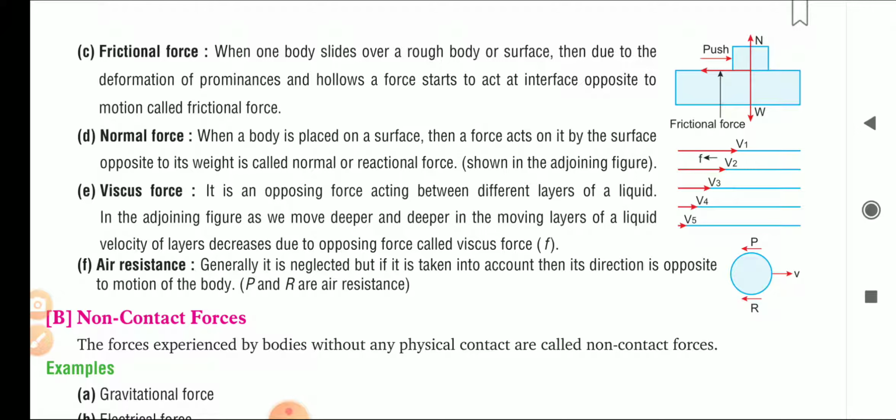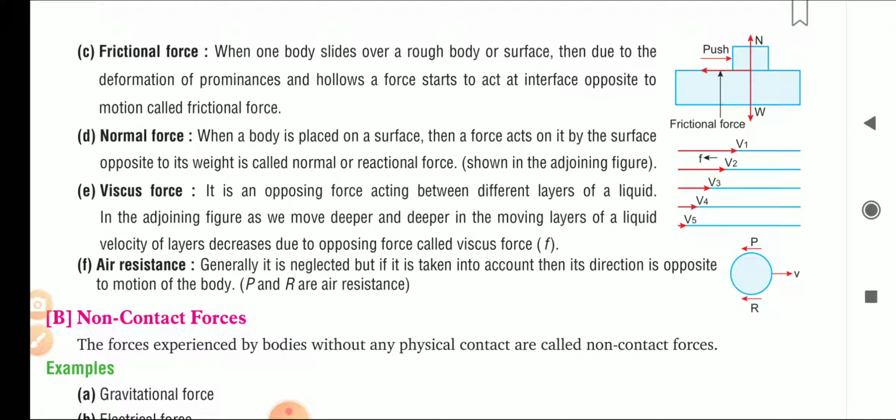Frictional force: when one body slides over a rough body or surface, then due to the deformation of prominences and hollows, a force starts to act at the interface opposite to the motion, called frictional force. So what is actually frictional force? It is caused due to the interlocking of molecules. Infinite numbers of elementary particles are there, and they get interlocked.